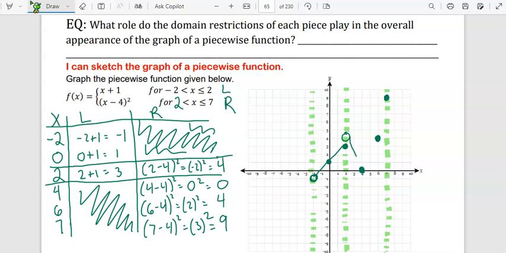We're going to connect these as a parabola shape. And notice it stops here on both sides because it doesn't extend infinitely. It's bounded by these pieces, these restricted domains they're given.